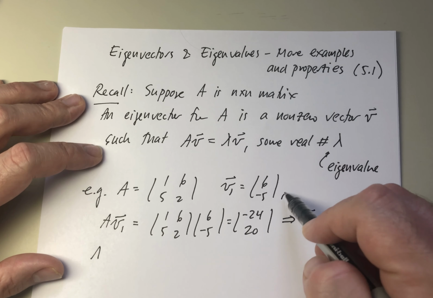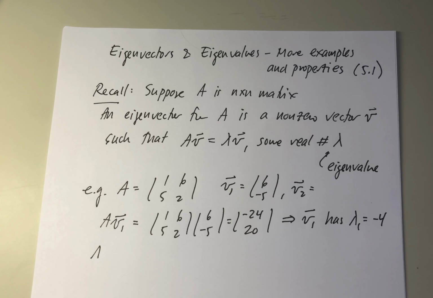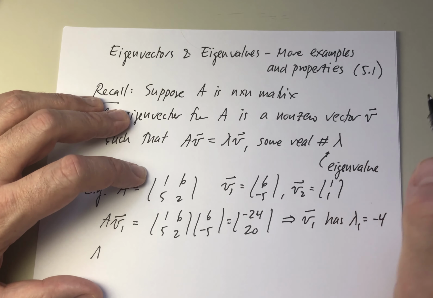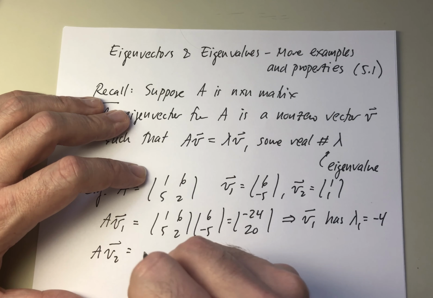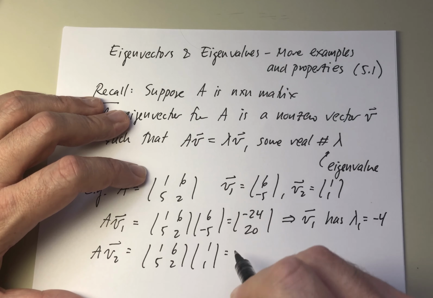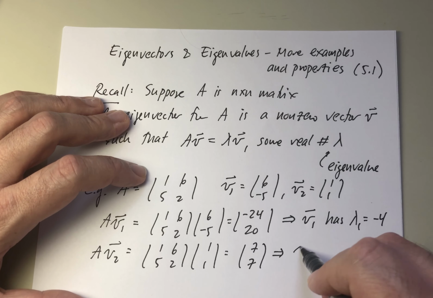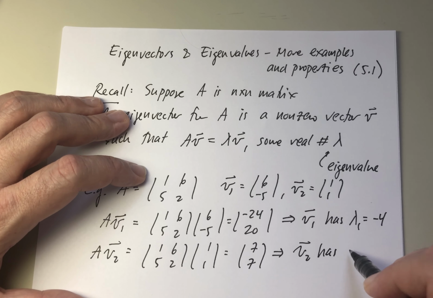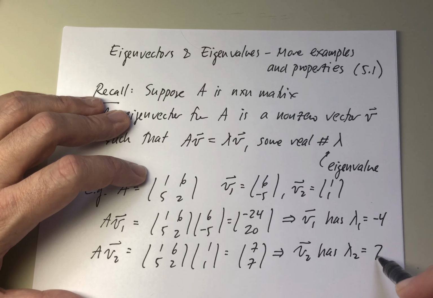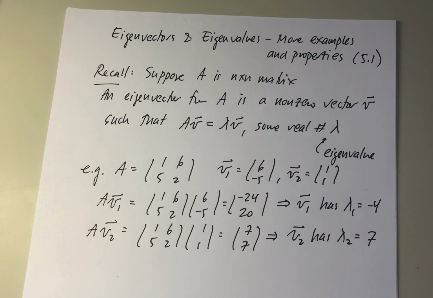And then we also said, V2 was the one we actually found by hand last time. Let me check my notes here. So this vector was (1, 1). If you look at A times V2, well, let's do the calculation. You get (7, 7). So indeed, this is an eigenvector with eigenvalue 7, because when I take A times that vector, it's 7 times what you started with.